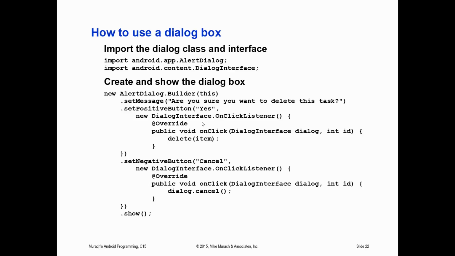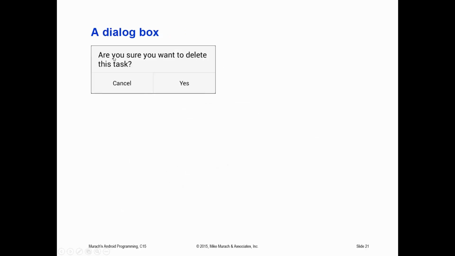All right, to start, you can call the setMessage method to set the message that's displayed at the top of the dialog box. In this figure, it's, are you sure you want to delete this class? Then you can set the buttons on the dialog by calling the setPositiveButton and setNegativeButton methods. Android displays the positive button on the right and the negative button on the left. In this example, cancel is negative and yes is positive.